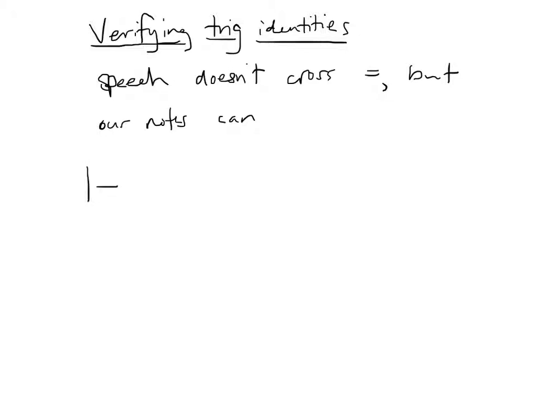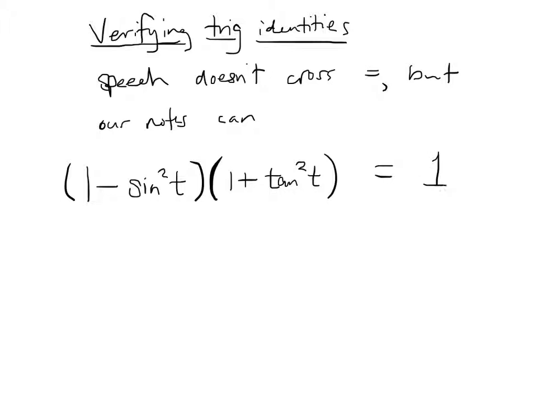The question is 1 minus sine squared t times 1 plus tangent squared t, is this equal to 1? And so we're saying that we cannot cross to the right there.